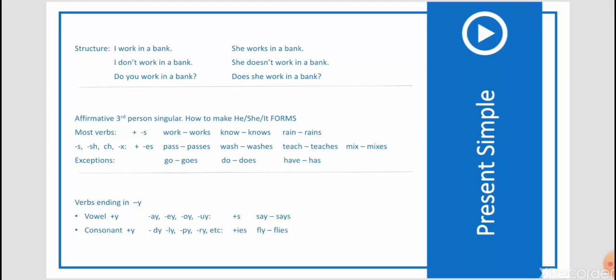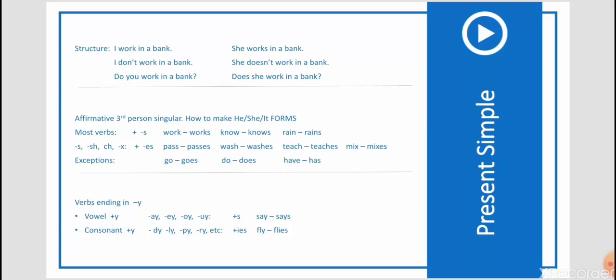It is formed by means of adding the verb after the subject, and we drop to infinitive. For example, I work in a bank in the affirmative form. I don't work in a bank in the negative form. And do you work in a bank in the question form.